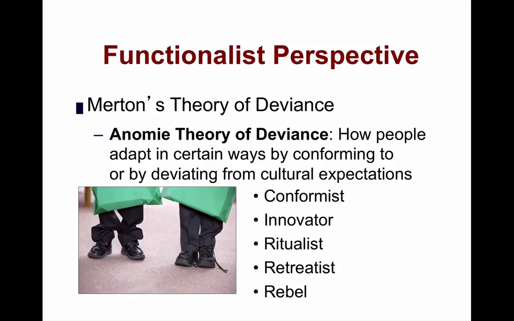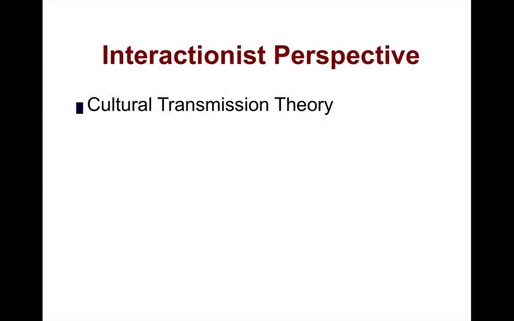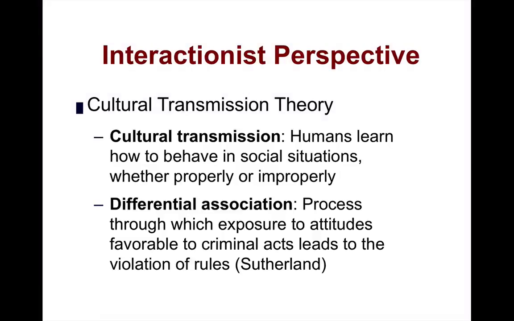Interactionist theory actually helps us get to this because we're going to be very close to the ground. Interaction, right? Microsociology. The first interactionist theory tied to deviance is this idea of cultural transmission. It's what it sounds like: humans learn to behave in certain social situations, whether proper or improper, through the cultural cues around them. So kids learn to hit at school. They may go home and start hitting even if their families don't promote that sort of thing.